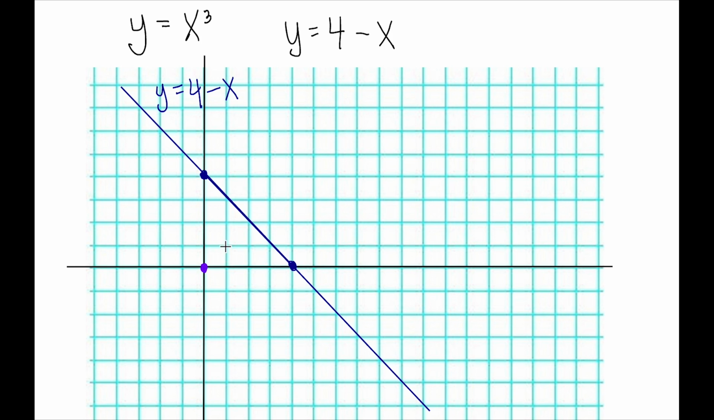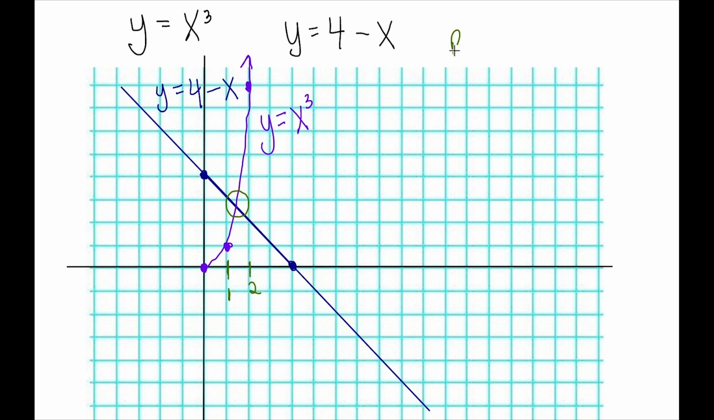X cubed starts at 0. 8. So you want to look at where they intersect. It's here. So that's not on a lattice point, so we don't know the solution based on the graph, but we do know that its root is between 1 and 2.